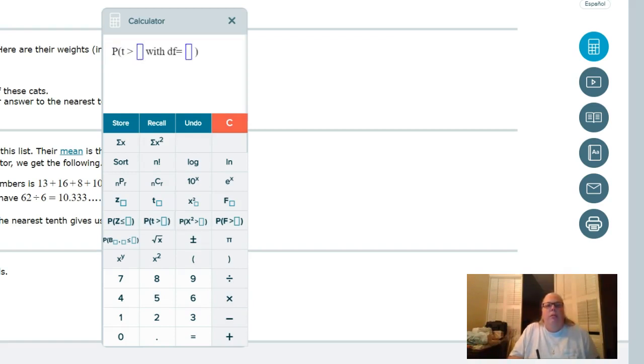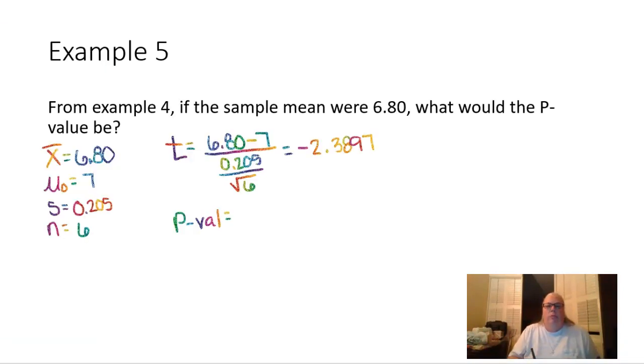All right, we're down here on line 5, 2.3897 with 5 degrees of freedom gives me a p-value of 0.0312. So this would be the p-value if the sample mean changed to 6.80.